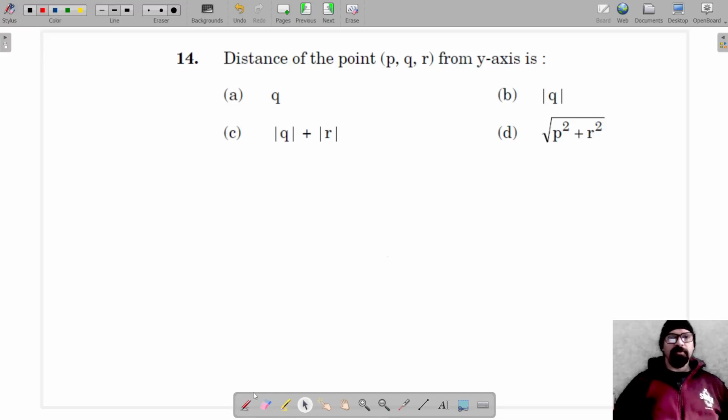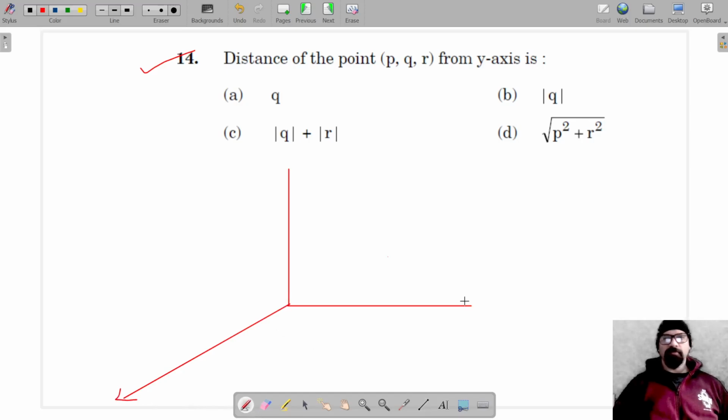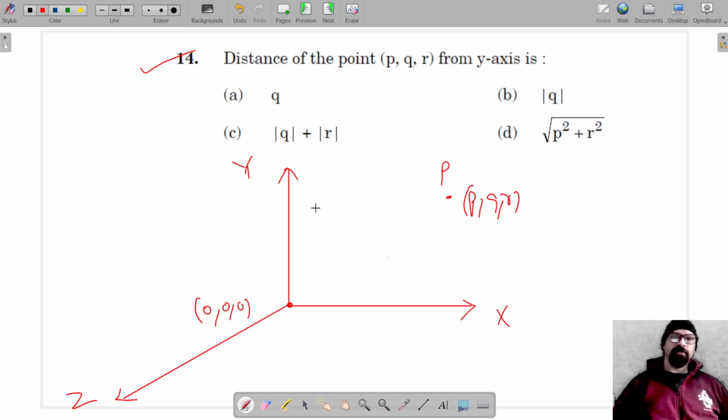For question number 14, we have to find the distance of the point PQR from the y-axis. Let's say these are the three coordinate axes x, y, and z, and let there be a point PQR in space. This is the y-axis, this is x, and this is z. This is the origin with coordinates 0, 0, 0, and this is the point P with coordinates PQR. Now its distance from the y-axis would be the perpendicular distance from the y-axis.